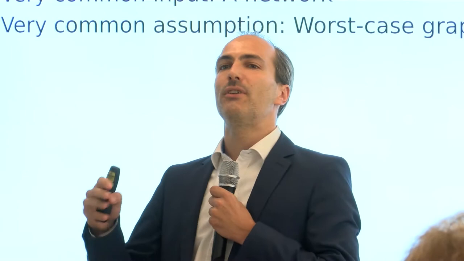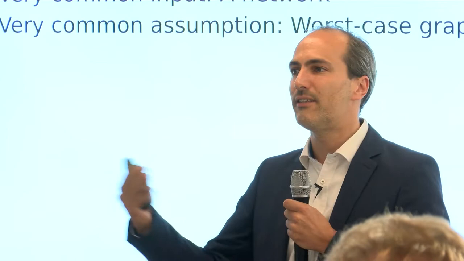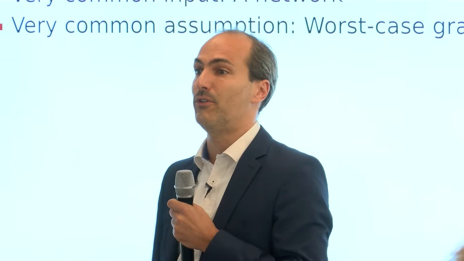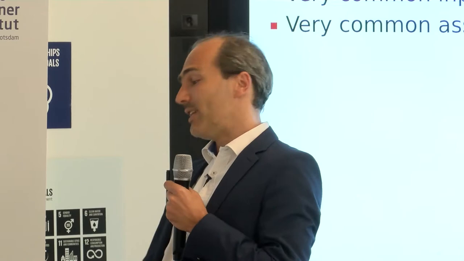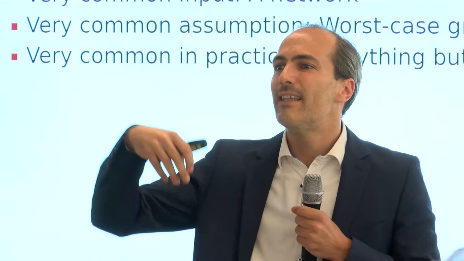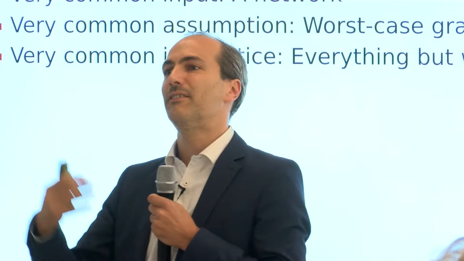And what is the typical assumption there? That this network is somehow worst case, because we want to have proven rigorous results, and this is why all this research work assumes that the input is a worst case network, which means it's supposed to be as bad as it could be. But of course, the real world is everything but worst case. And this is why it's important to understand the structure of networks for developing better, faster, nicer algorithms.